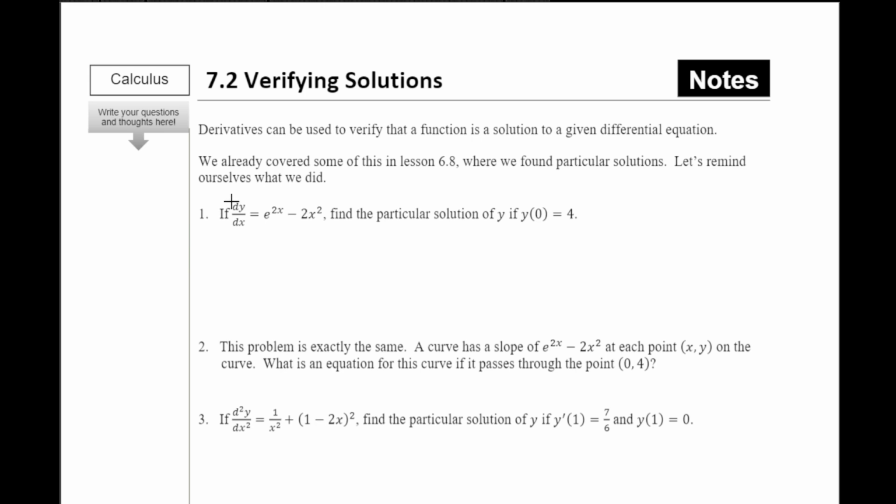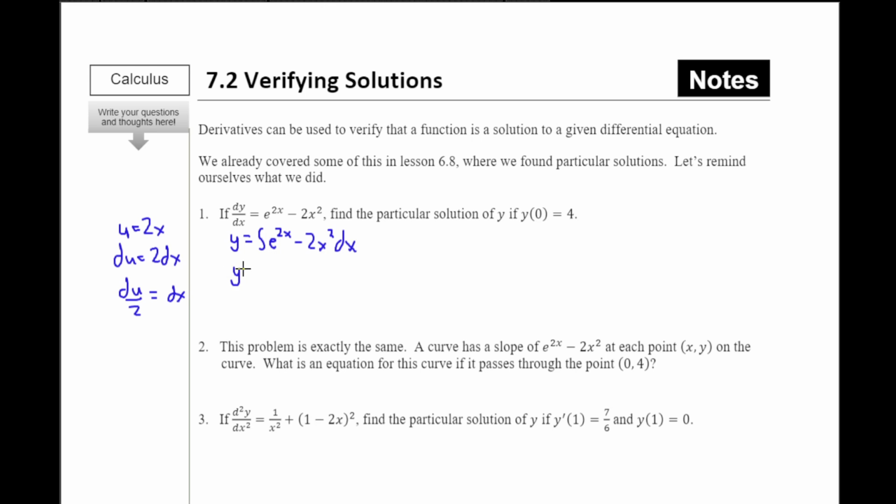So if you take the integral of both sides here, well, the integral of this derivative, that's just y, is equal to the integral of e to the 2x minus 2x squared dx. And make sure you're writing small in this lesson. So to find the integral of e to the 2x, you have to use u substitution. u equals 2x, du is equal to 2 dx. So du divided by 2 is dx.